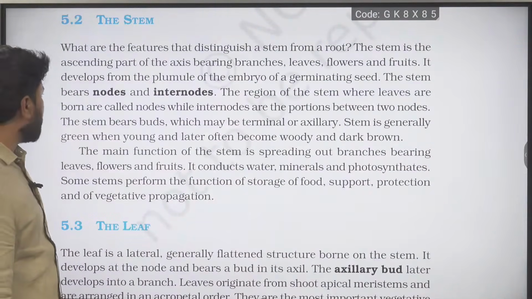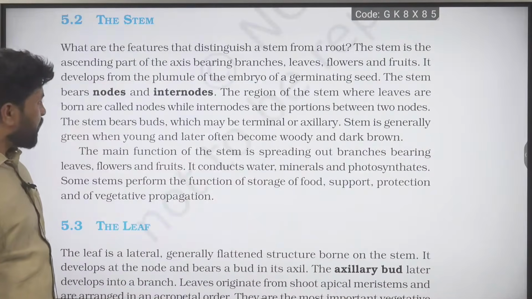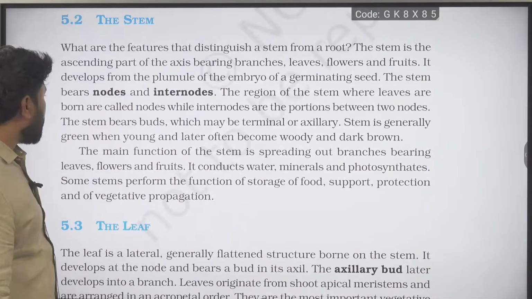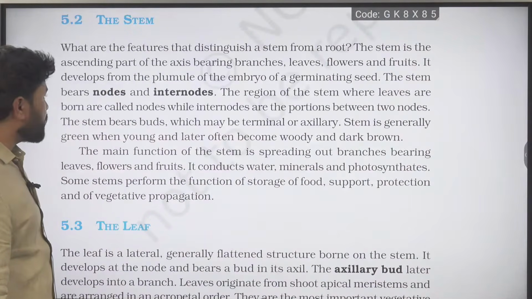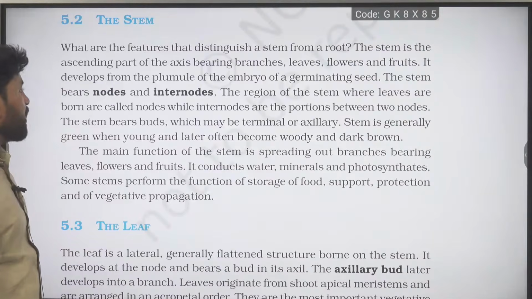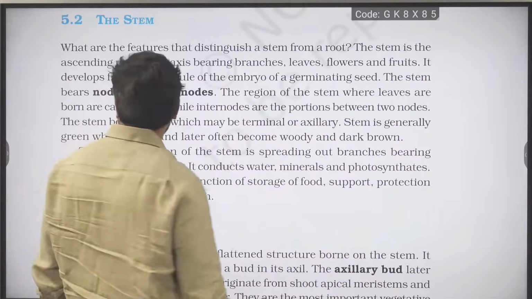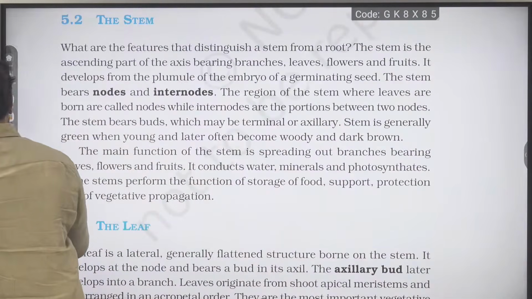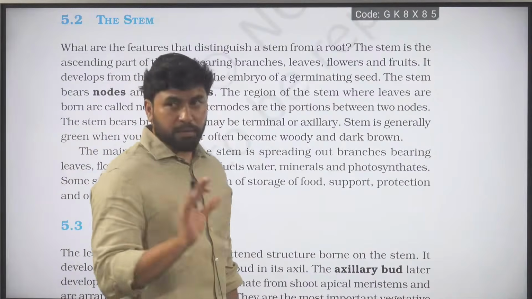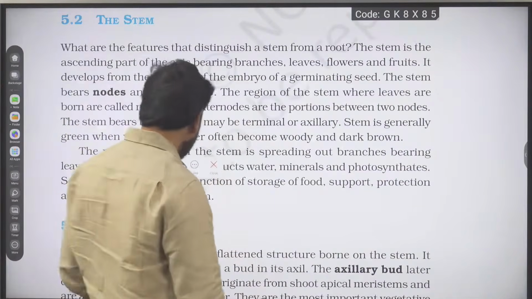That's what we mentioned. Stem bears nodes and internodes. The region of the stem where leaves are borne is called nodes, while internodes are the portions between the two nodes. The stem bears buds, which may be terminal or axillary. Remember, what does it mean by a bud? This I have seen many students getting confused. What is a bud? Tell me, what is a bud?